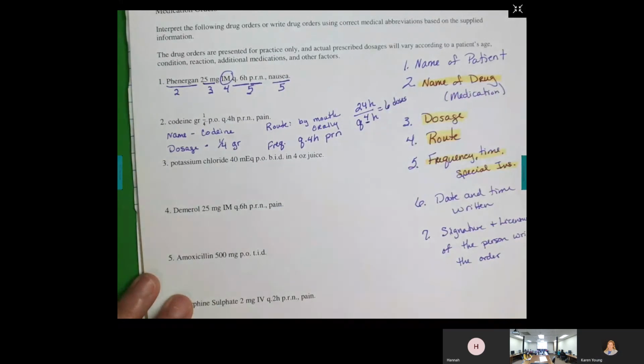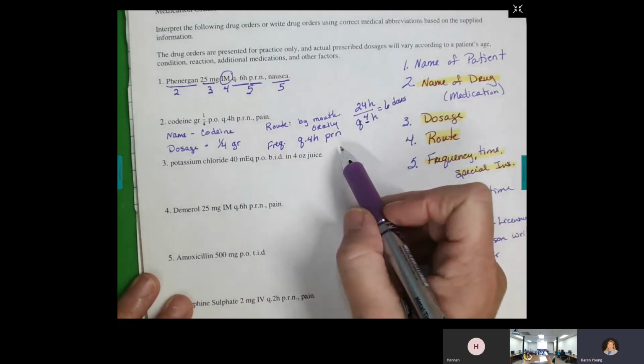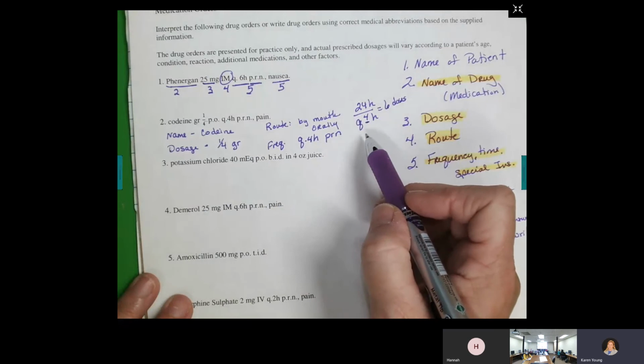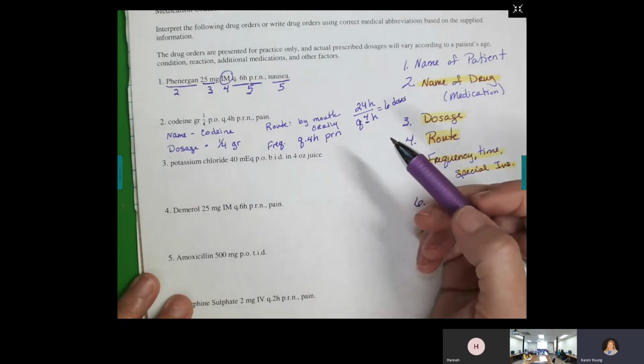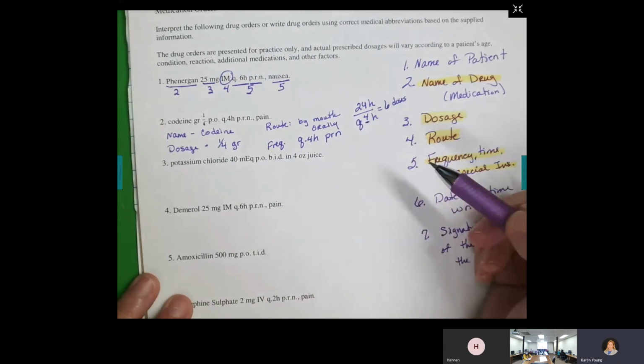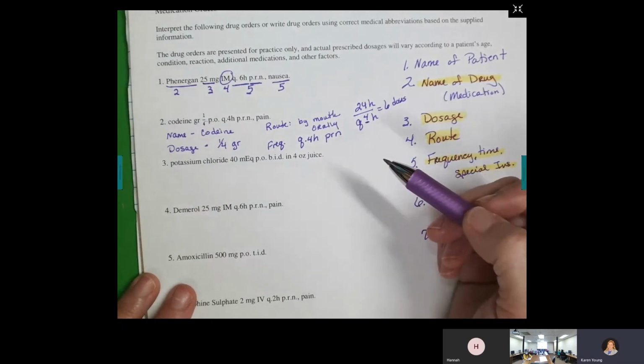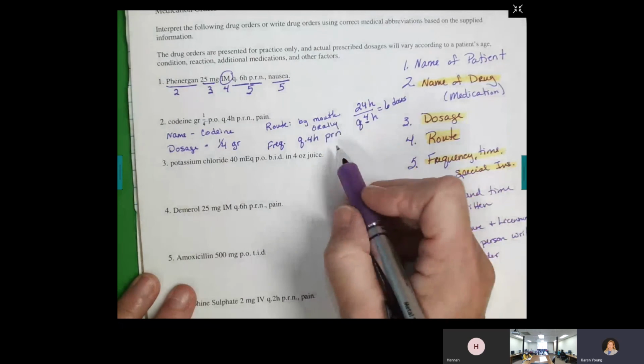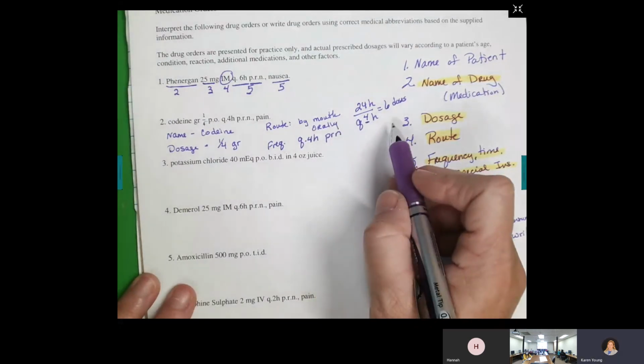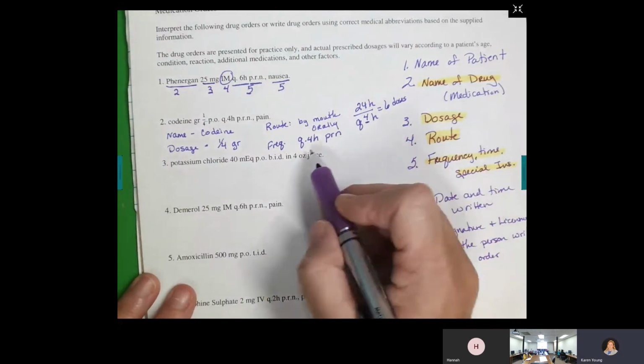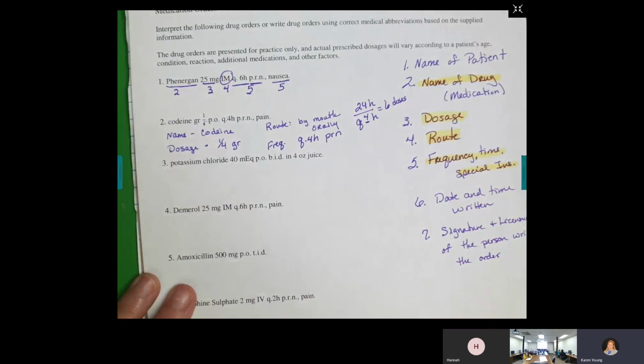Okay. And then again, PRN, if you give the first dose of this at noon, you can't give the second dose till 4 p.m. Even if they need it at 3, even though it says PRN as needed or when necessary, you still can't give it, because it's every 4 hours. So you have to wait that time to give it.